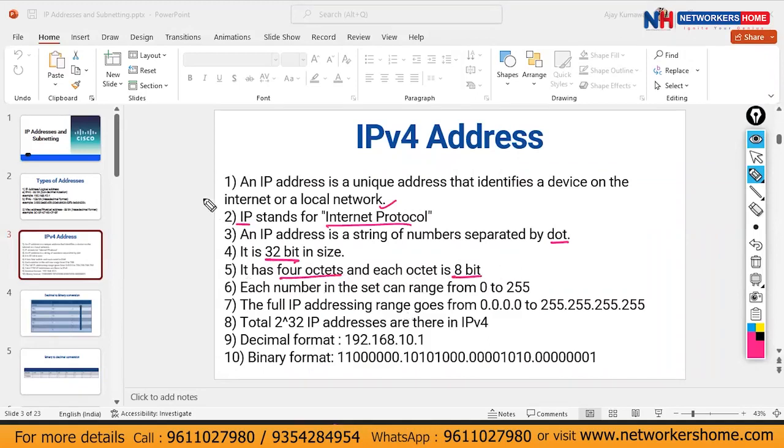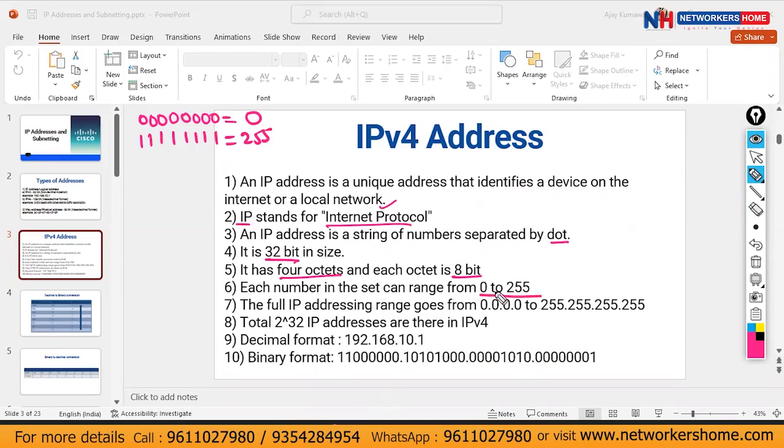Now, if you calculate the value of 8 bits, how many numbers can I fit if I have 8 bits in binary? At the minimum, all 8 bits can be zero, correct? So if you convert it to decimal, the value is going to be zero. And the maximum value can be all ones, because in binary, the minimum is zero and the maximum is one. Only two digits are there. So this value becomes 255. I'll tell you how to convert binary to decimal and decimal to binary. So each number in the set can range from 0 to 255.